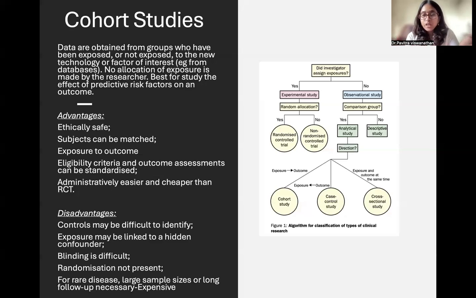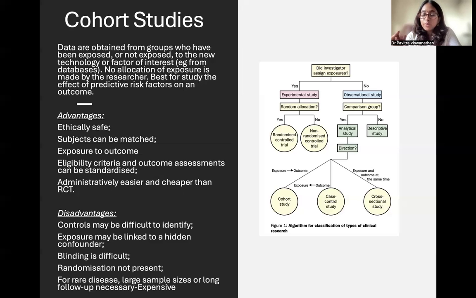You never know that. You will not be able to blind people in this. You are giving a pink color shampoo to one and a blue color shampoo to the other, and people will know they are different shampoos. And for rare diseases where it may or may not happen at all in your lifetime, you can't follow them up for 50 or 60 years to see if at all it is going to happen. So the advantage is that subjects can be matched. You have an exposure to outcome and you will be able to give a number in terms of, say, incidence. It's cheaper than RCT. Disadvantage: it is costlier than case control. You have to follow them over a longer period of time.